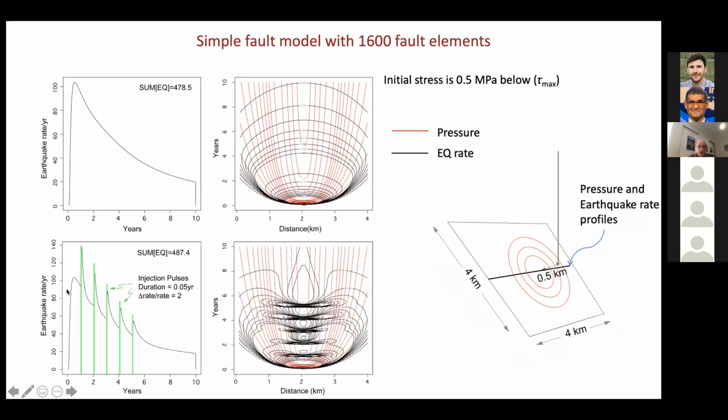Here's a somewhat more complicated model just to illustrate what things look like in the model. Here we have the same injection rate, but with short pulses where the injection rate is doubled. So we have this pulsed injection superimposed on a uniform injection rate. We get a jump in rates at the time of a pulse, and then it decays back to this more long-term level. These pulses result in very complex space-time patterns of earthquake rates, as you can see. So even with a simple model, you can get very complex behavior.